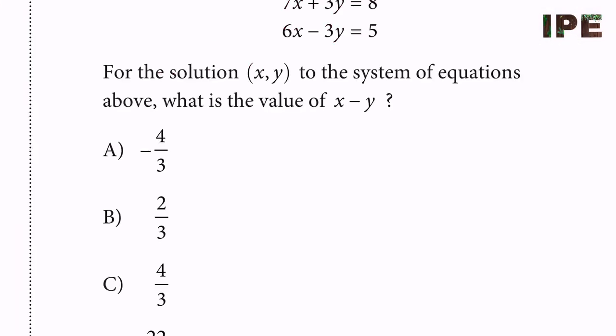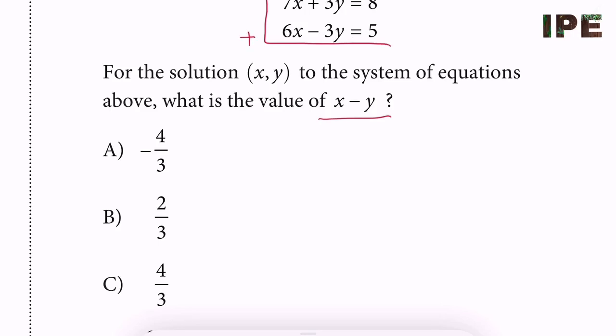7x plus 3y equals 8. 6x minus 3y is 5. And then it asks you, what is the value of x minus y? It's very easy, right? Because 3y and negative 3y have the same coefficient with a different sign. So I just want to add them.